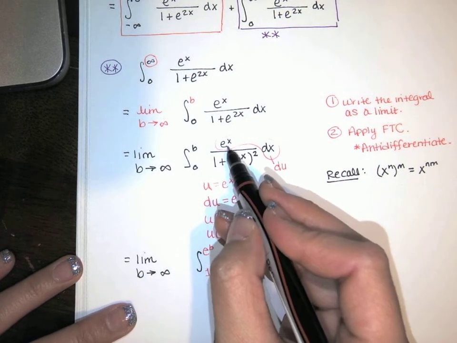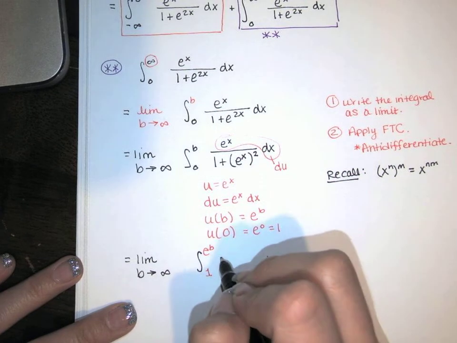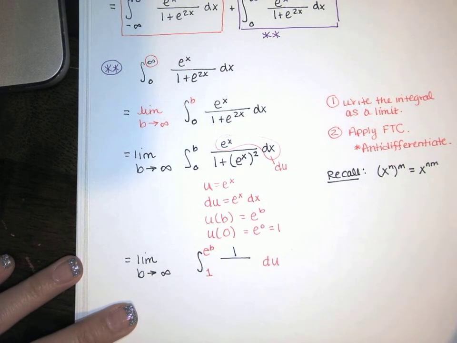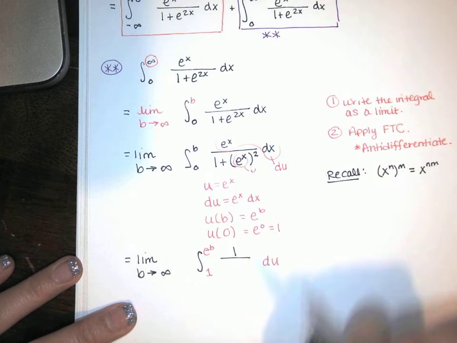Now there's no e to the x there anymore. That was taken care of by the du. So there's an implied 1 in the numerator. And down here, we've got a 1 plus, and that's a u squared.